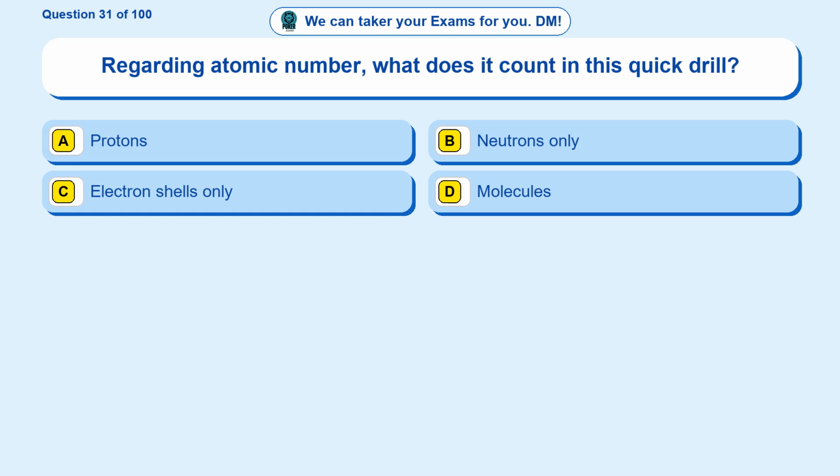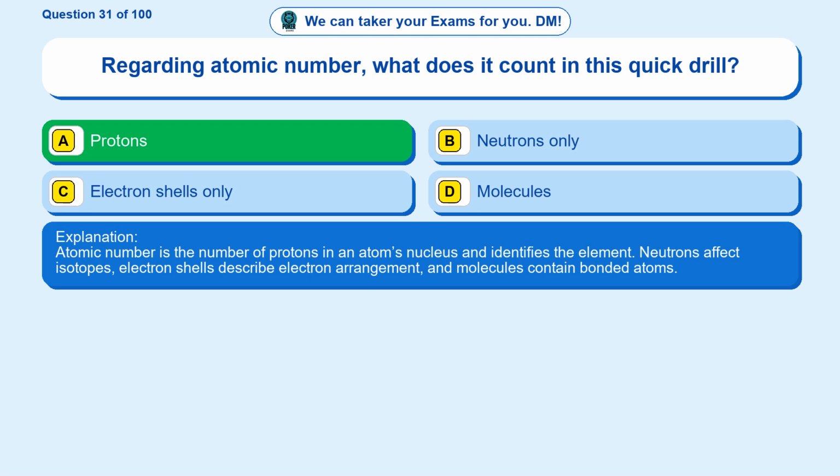Question 31. Regarding atomic number, what does it count in this quick drill? Option A, protons. Option B, neutrons only. Option C, electron shells only. Option D, molecules. The correct answer is option A. Protons. Atomic number is the number of protons in an atom's nucleus and identifies the element. Neutrons affect isotopes, electron shells describe electron arrangement, and molecules contain bonded atoms.